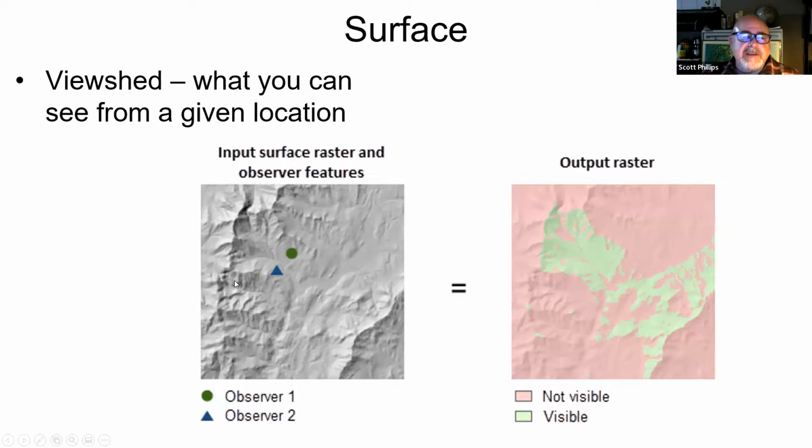You can also do things like a viewshed, where you might have, let's say, four observers, and you can calculate what you can see from here. Using the elevation, you can know what is visible and not visible. So if you're in a bowl, you can only see so far. If you're on top of the hill, you can see a lot farther, and so on.